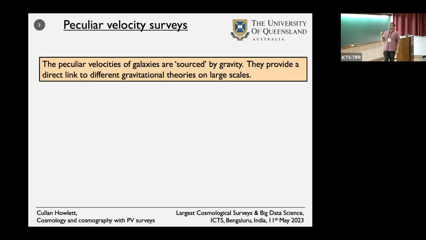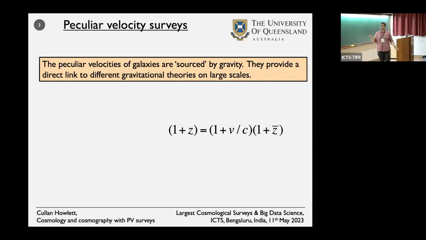Okay, so peculiar velocities. So these peculiar velocities of galaxies are basically the motions of galaxies in departure from the Hubble expansion, and they're effectively sourced by gravity. Okay, so galaxies move due to the expansion of the universe and due to gravity. And as the peculiar velocities are sourced by gravity, they provide a direct link to different gravitational theories on large scales. Hopefully this equation is not new to any of you.